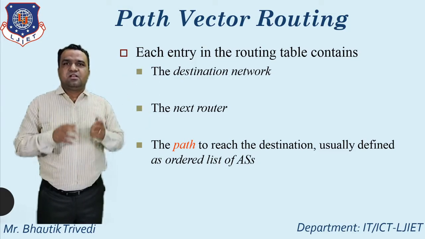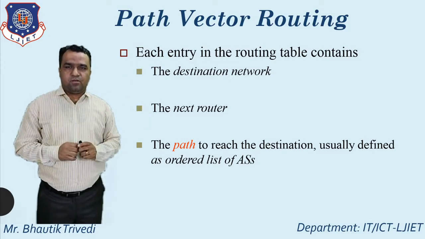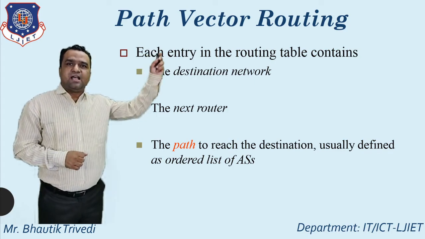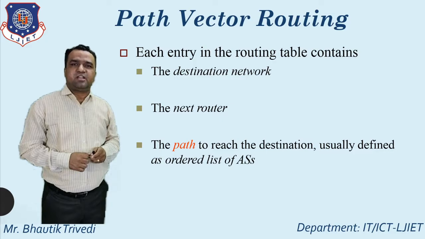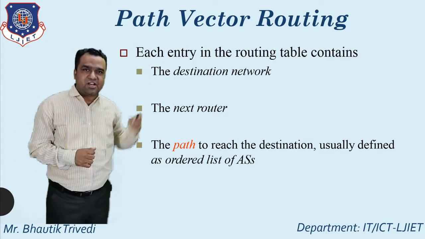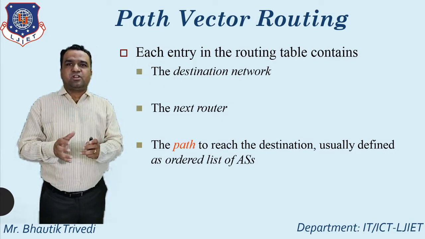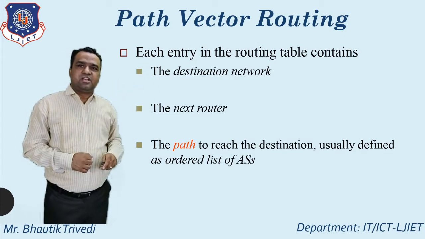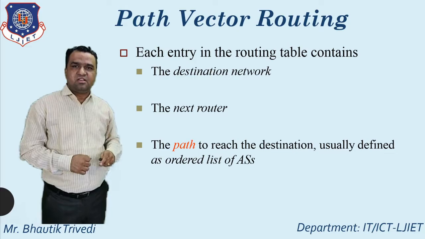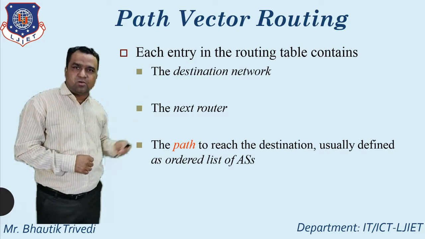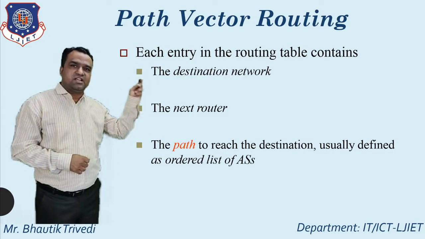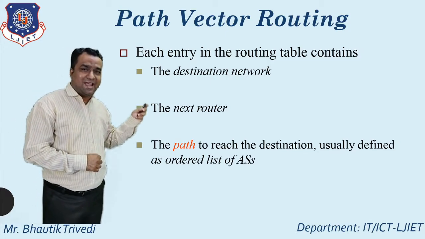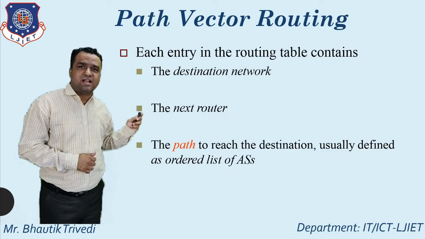First, the Border Gateway Protocol uses the concept of path vector routing. Path vector routing generally maintains one routing table. Each entry in this routing table has three fields. The first is the destination network, the second is the next router, and the third is the path.